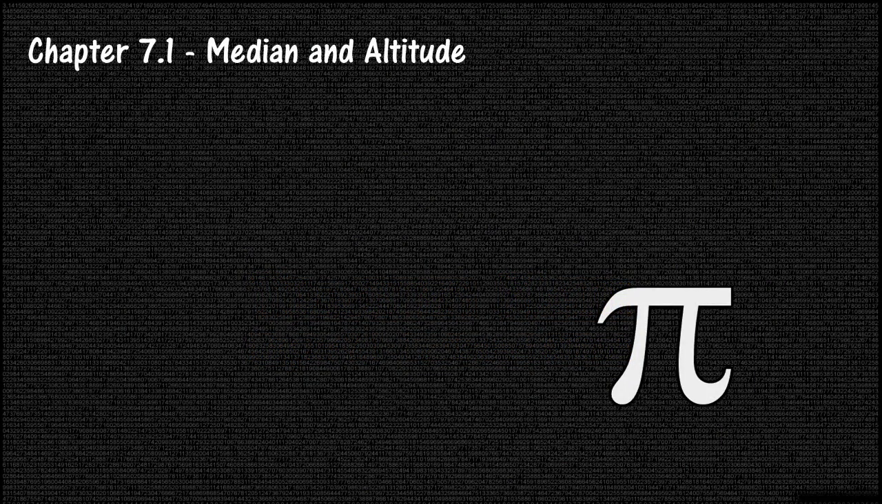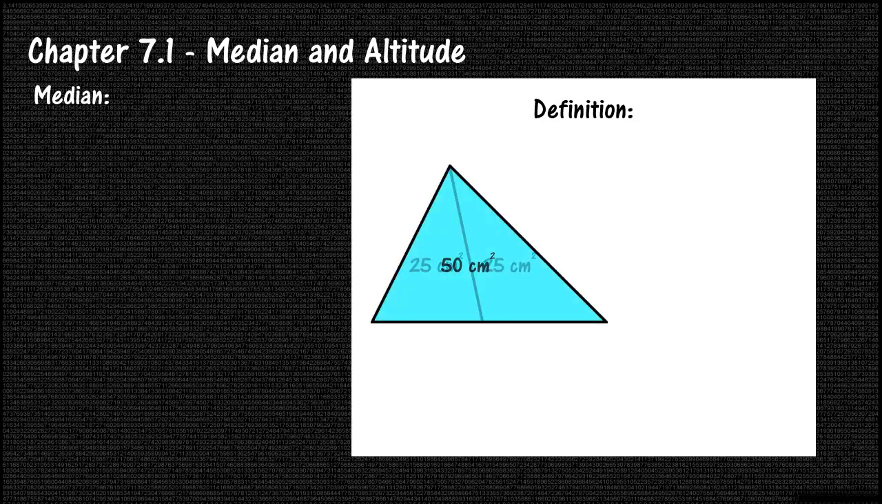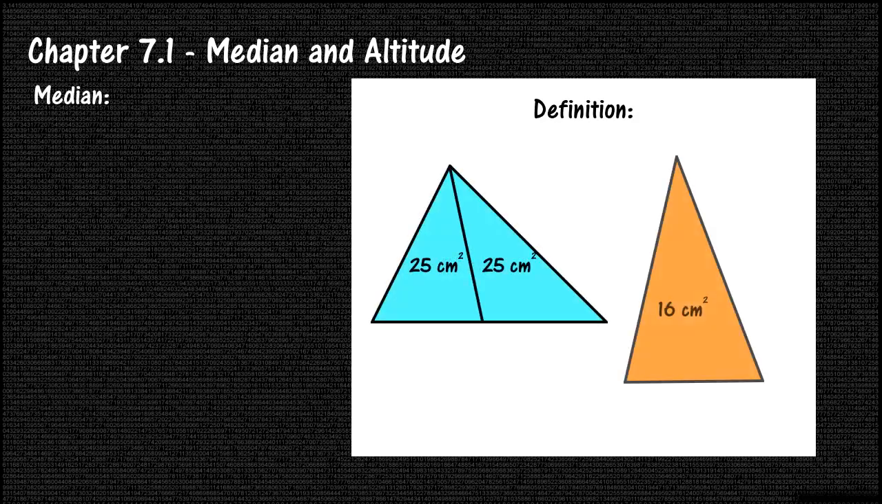In chapter 4, I already told you what the perpendicular bisector and the angle bisector are. In this video, I will help you with two different lines in a triangle. We start with the median. The median is a line that splits the triangle in two halves with equal size. Equal size, not the same shape.